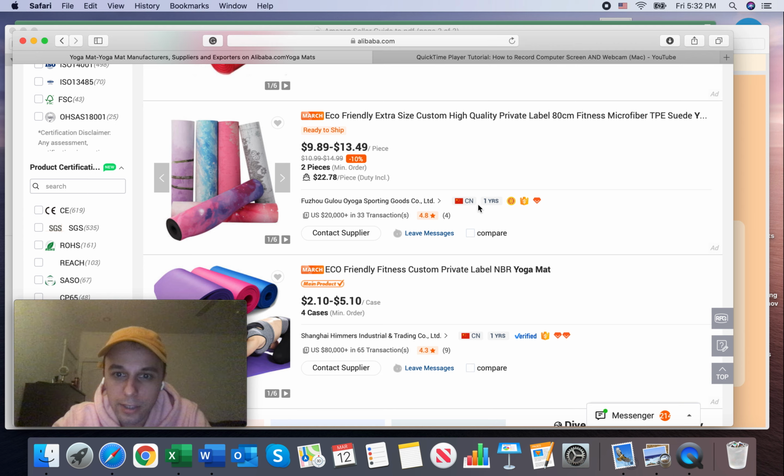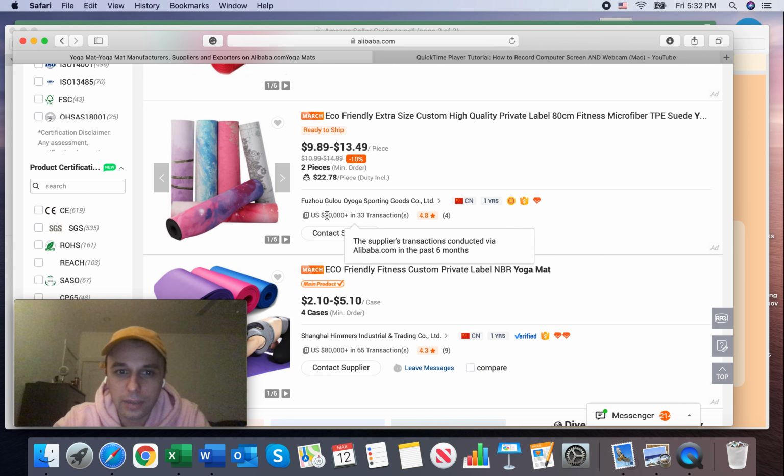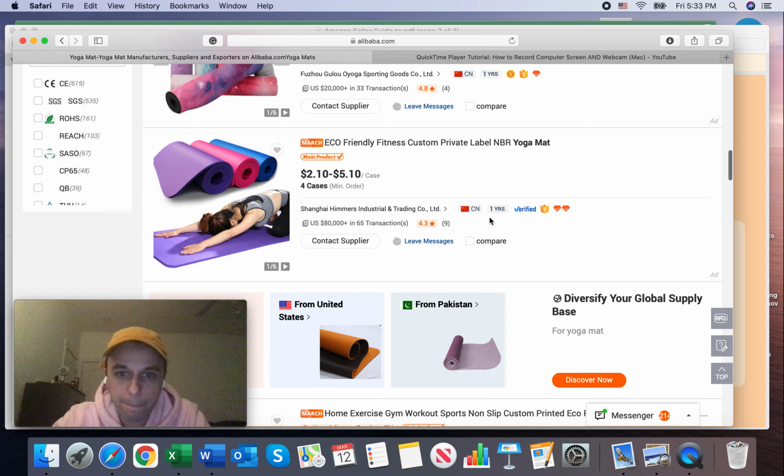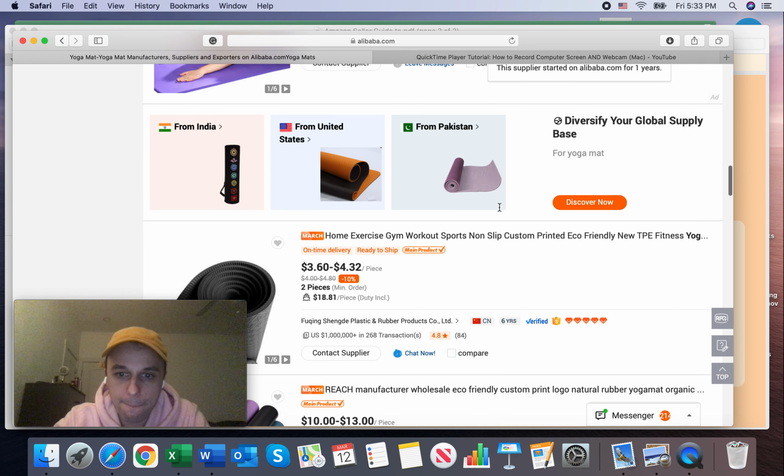It's not a verified supplier. They've been on Alibaba for just 1 year. It's just 1 star, like 1 diamond, on the online performance index, which I really don't like. And the transaction level, even though it meets my criteria, the rest of the characteristics are not that great, so I'm going to skip, most likely.